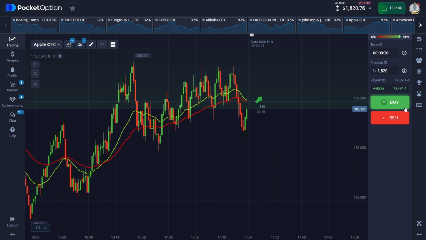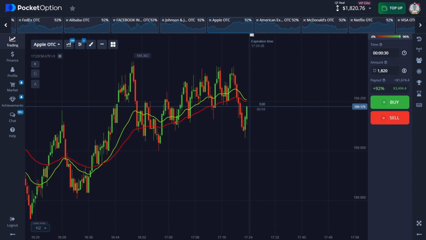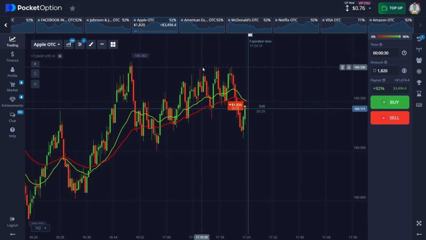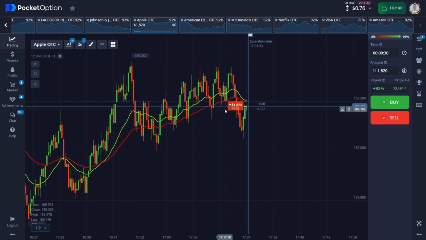Here we have a trade on Apple OTC, but I will place the trade if this candle gives entry near the moving average. I got an entry and placed a trade for the downside move on Apple OTC because there was a resistance level at the moving average. I know I took the wrong entry, but let's see.